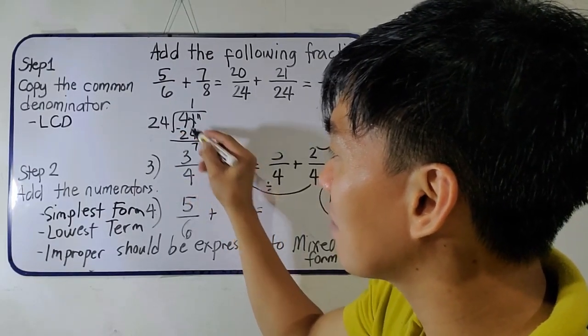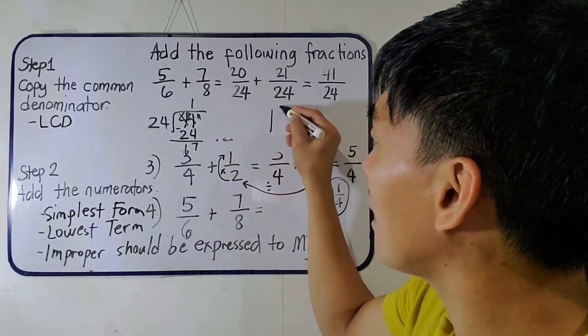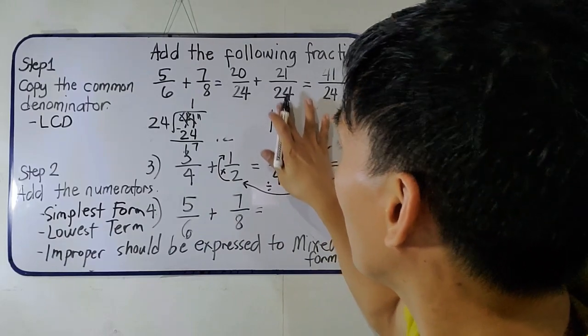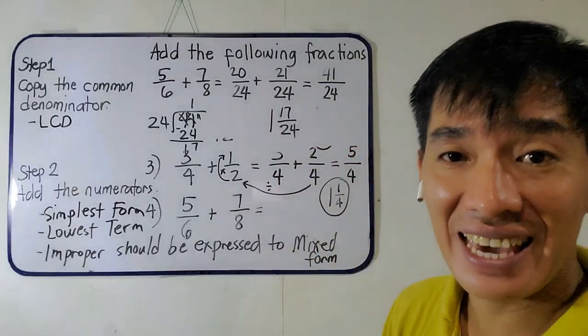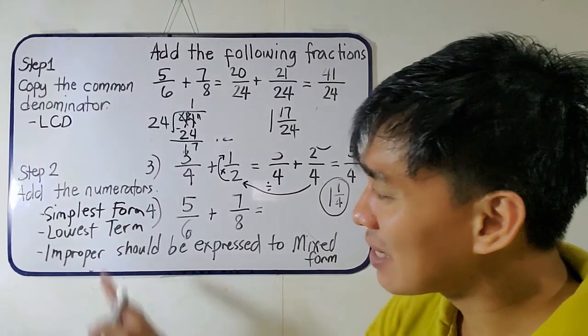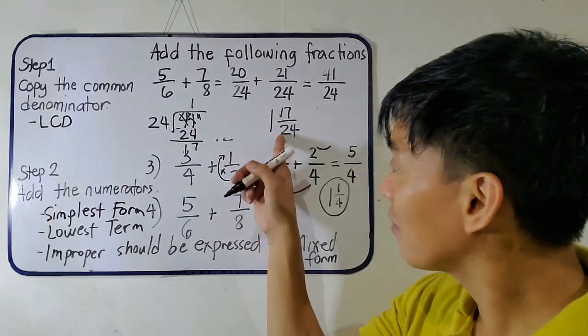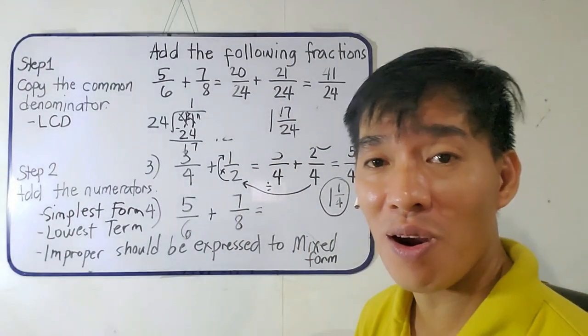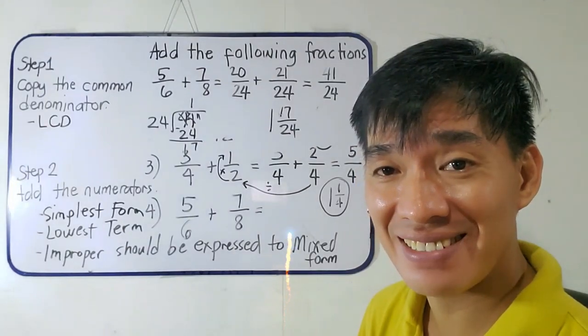So this will become 7. This will become 3. So 1. So the answer is 1 and 17 over 24. Okay? So is that fraction already in the simplest form or lowest term? Of course, because 17 and 24 are relatively prime numbers.